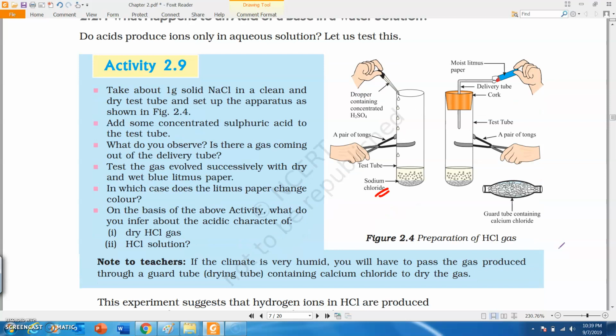but not in all cases. He has given two cases. One is dry HCl gas and other is HCl solution. What do you mean by this? Because here in this reaction HCl gas is produced. When we bring wet litmus paper, it will change its color, but when we bring dry litmus paper, there will be no change in the color.